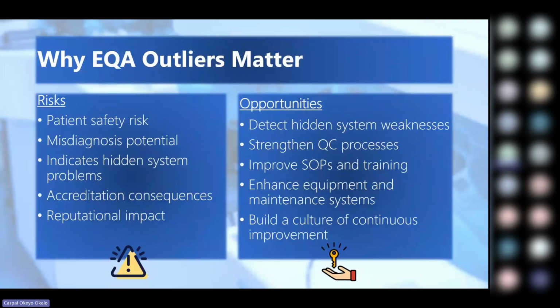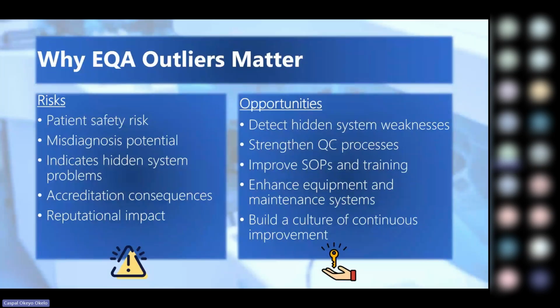The third significance of EQA outliers is that they show hidden system weaknesses. EQA is like what I define as a stress test for the laboratory system, which is aimed at uncovering maybe calibration stability, reagent lot bias, poor QC review processes, or weak documentation system. So the outlier often exposes weaknesses that we did not know existed.